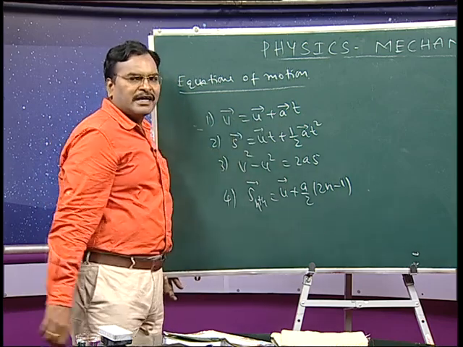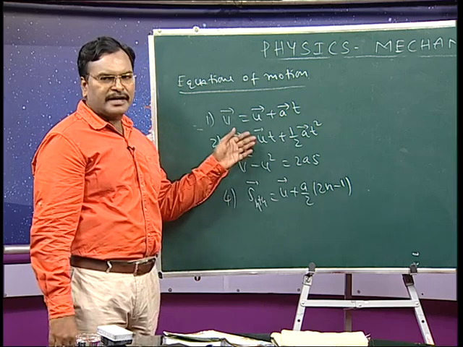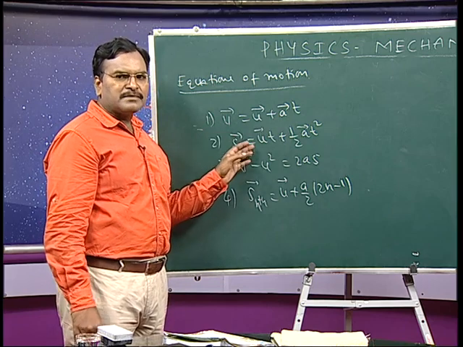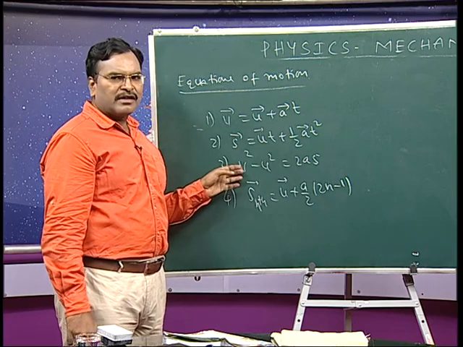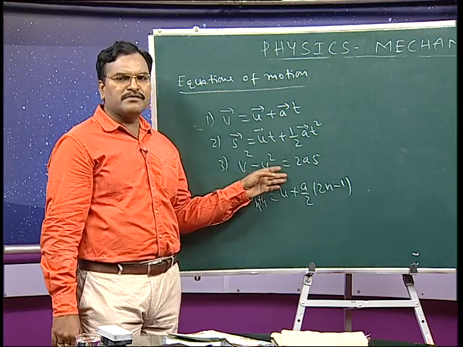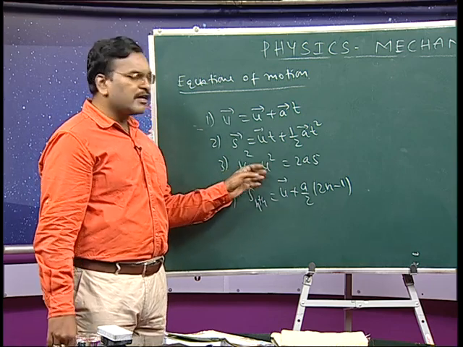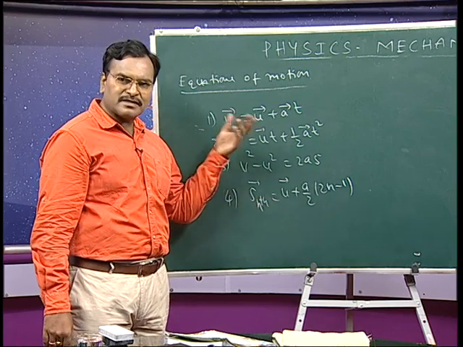What is S bar? S bar is the displacement of a body in time t seconds, the total displacement in time t seconds. And the third equation of motion is V square minus U square is equal to 2AS. So, in the absence of time, if you know the initial velocity and final velocity, we can calculate displacement and also acceleration.